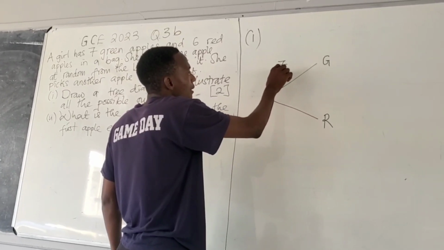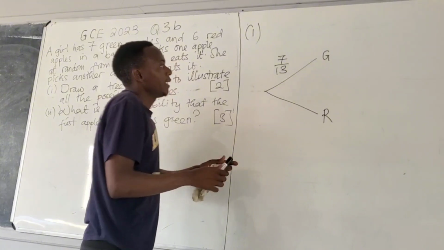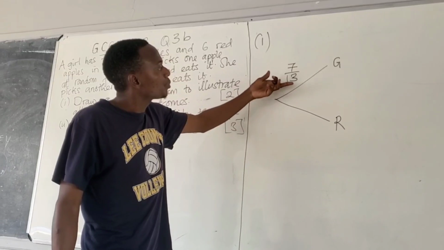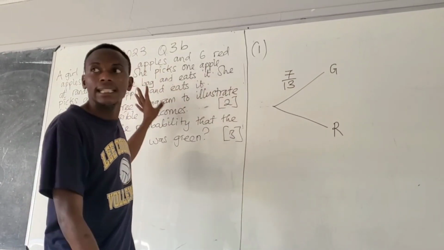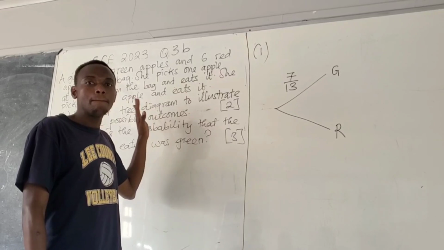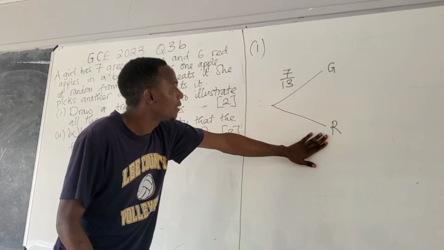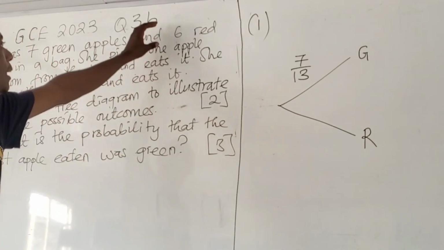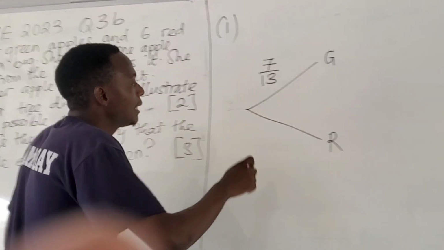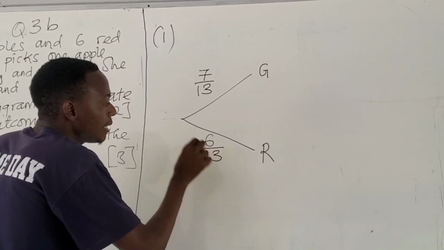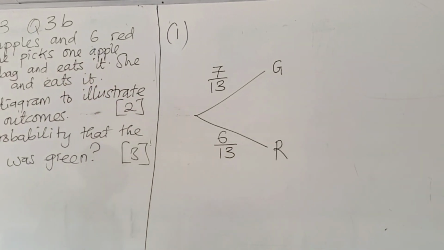out of 13. What does this imply? A green apple has got 7 chances of being picked out of the total number of apples which are contained in this particular bag. And then now we go to red apples. Again, the red apples have got 6 chances of being picked out of the 13 apples in total.